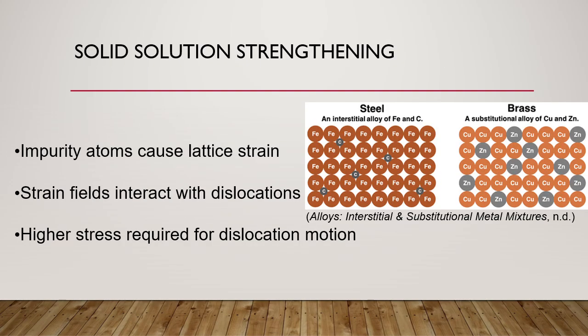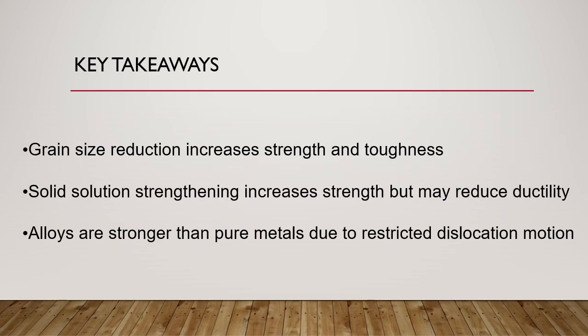Another important strengthening mechanism is solid solution strengthening. Pure metals are generally softer than their partnering alloys. When impurities are added to a metal, they occupy substitutional or interstitial positions in a lattice. Because these atoms are different sized than the host atoms, they create lattice strains. These fields can interact with dislocations and restrict their motion, meaning higher applied stress is required to initiate and continue plastic deformation.